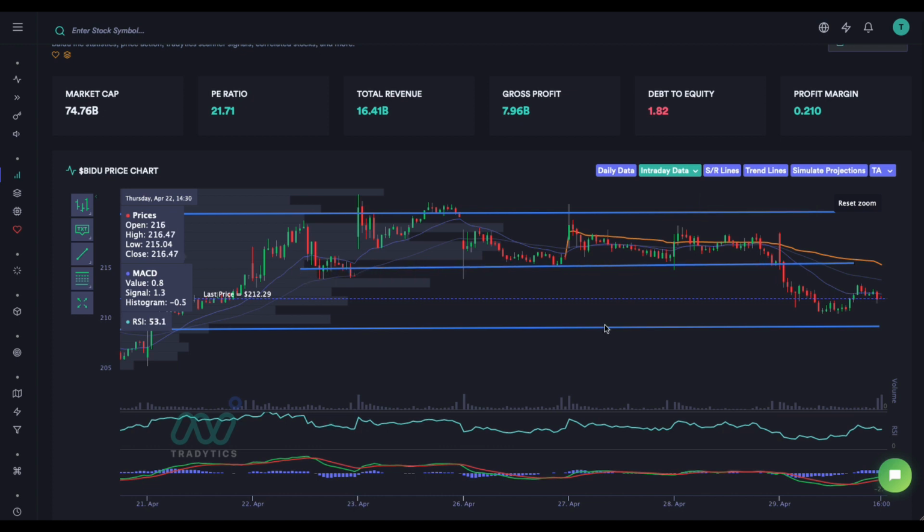So if you are more careful and you just want to get out with partial profits, you might just want to exit here. You can also use moving averages to find out good entry and exit points. So let's see if we can do that here.